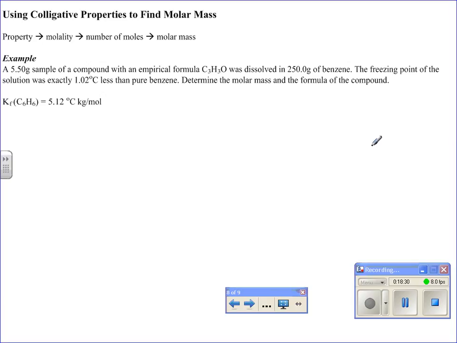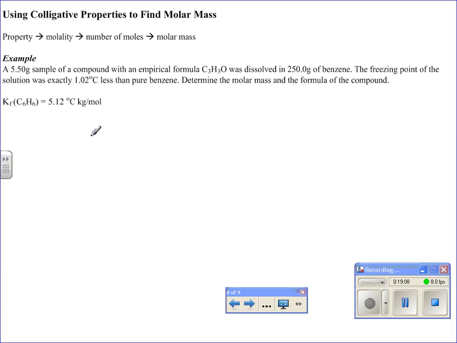We have one more type of problem to look at, and that is using colligative properties to find the molar mass of a substance. Finding the molar mass of the substance can help us to predict the molecular formula of a compound. So in this example, a 5.5 gram sample of an unknown compound with empirical formula C3H3O was dissolved in 250 grams of benzene. The freezing point of the solution is exactly 1.02 less than pure benzene. Determine the molar mass and the formula of the compound.